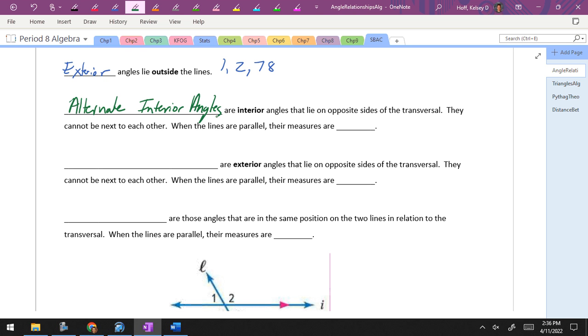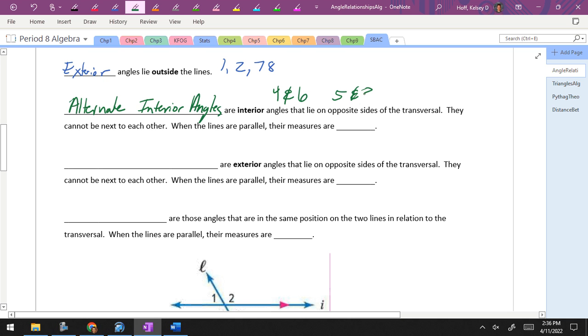So looking down at your diagram, who can give me a set of interior angles that are on opposite sides of that transversal that are not next to one another? Cassidy. 4 and 6. Is that the only set? What's the other set? 5 and 3. So 4 and 6, 5 and 3.